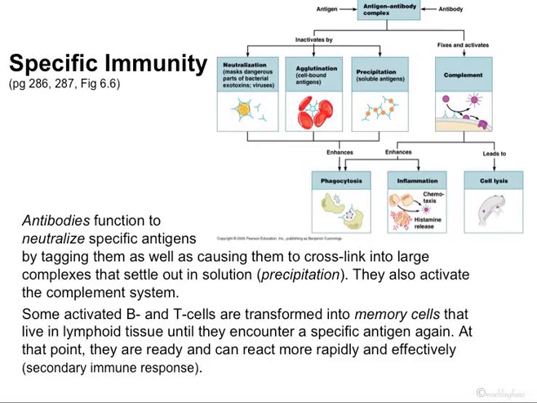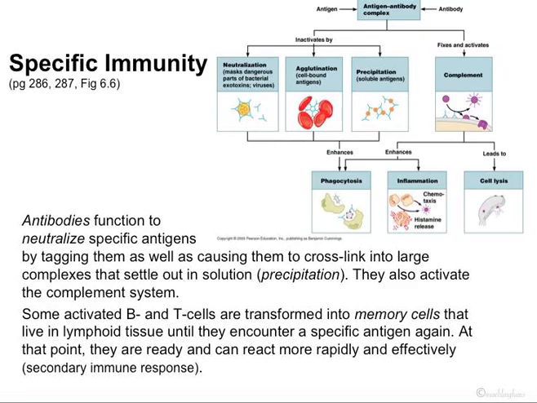So here's what the antibodies do. They function to neutralize specific antigens by tagging them, as well as causing them to cross-link into large complexes that will settle out in solution, which is precipitation. They also activate a complement system, which destroys the cells by making big holes in them that destroy the boundary.